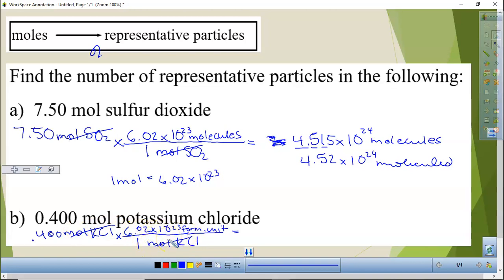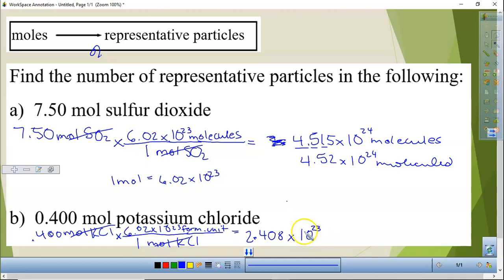Let's see what that is. 0.400 times 6.02 times 10 to the 23rd gives me 2.408 times 10 to the what? 23rd. To the 23rd. Okay, sig fig it.